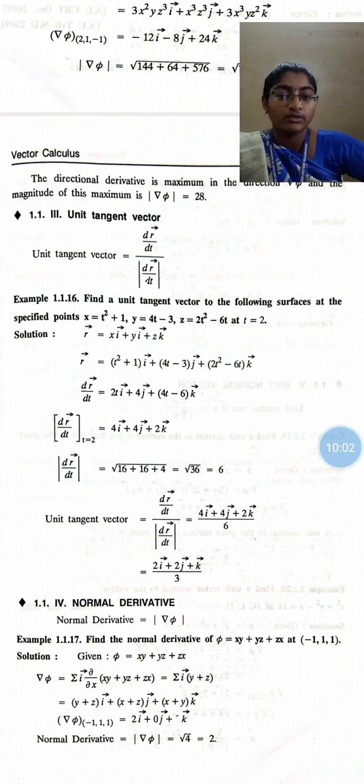Substitute for the formula. In this numerator we can take 2 as common outside. So 2 and 6 cancel out each other. So our denominator will become 3 and the numerator will become 2i vector plus 4j vector plus 2k vector. This is how we can solve for the unit tangent vector with the formula dr vector by dt divided by modulus dr vector divided by dt.